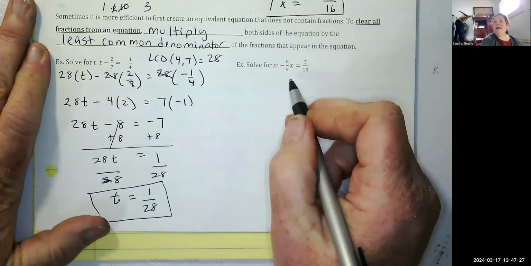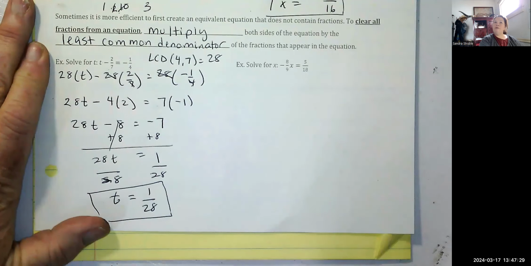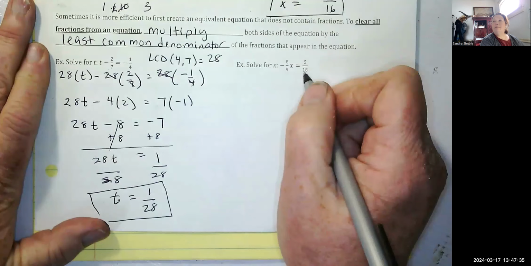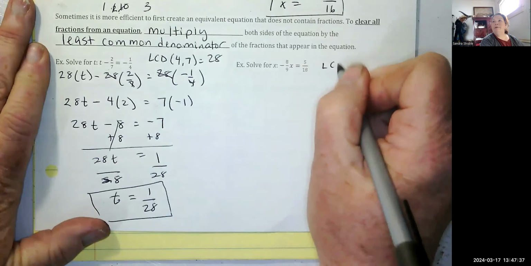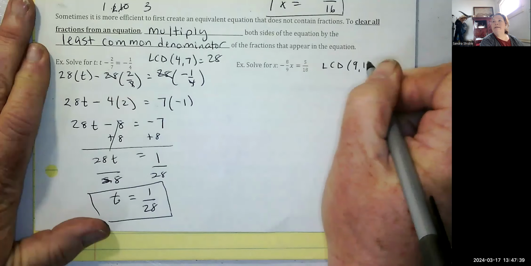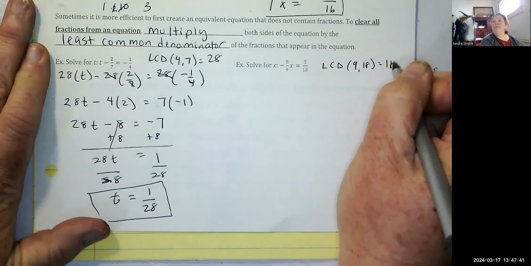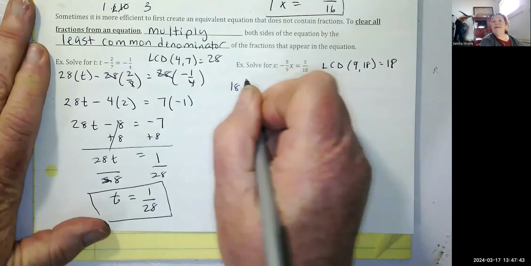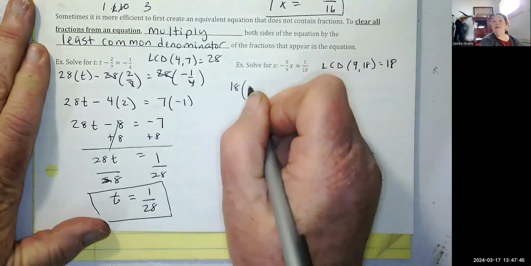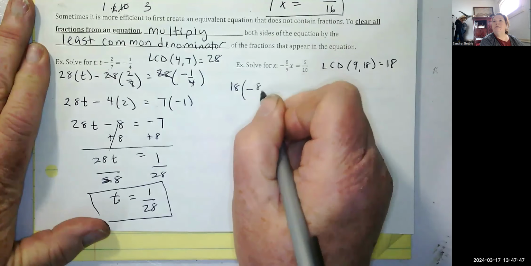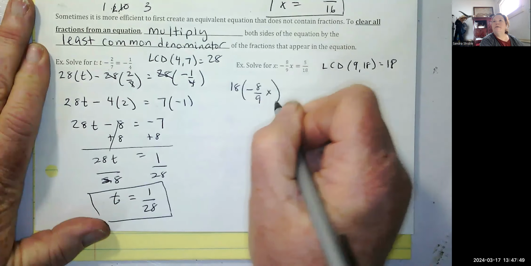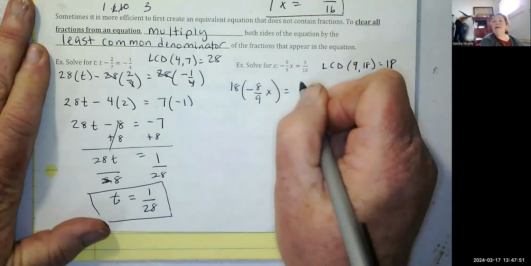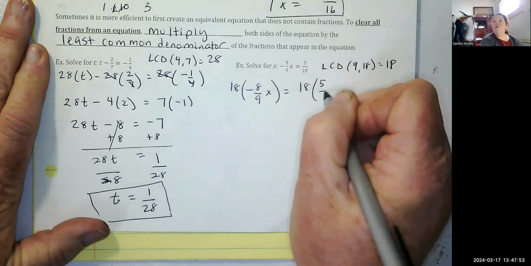Negative 8/9 x is equal to 5/18. Okay, do the same thing we just did in the last one. Pause the video and go for it and do the same thing. Common denominator, the least common denominator between 9 and 18 is 18. So I'm going to take 18 and multiply it to the left side. Negative 8 over 9x is equal to, again, 18 times 5 over 18.